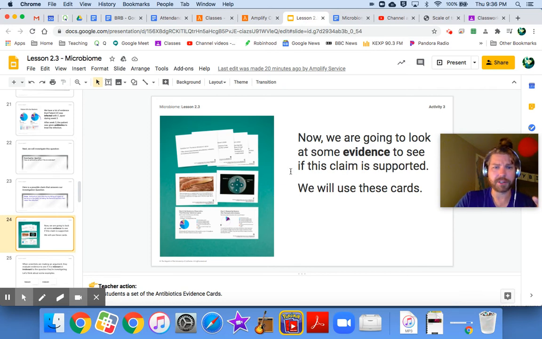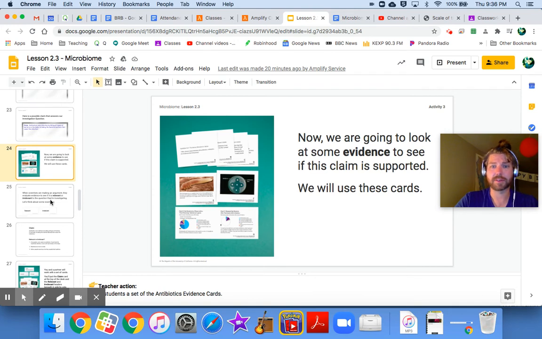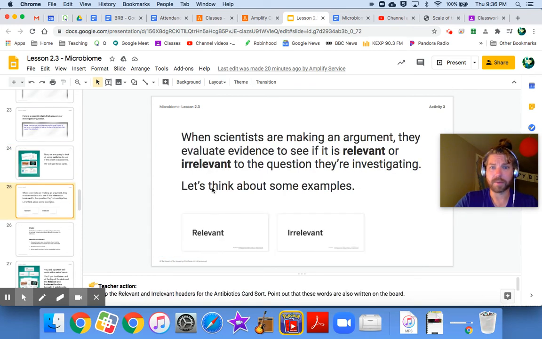So we've got a bunch of these evidence cards. I attached these in your lesson in Google Classroom. There's a PDF. There's 2 pages of evidence cards. What we're going to do with these, we're going to read through them, and we're going to decide whether they're relevant or irrelevant. Because just because something says something about microbiomes doesn't necessarily mean it's going to add anything to our argument about how antibiotics affect microorganisms. So when scientists are making an argument, they evaluate evidence to see if it is relevant or irrelevant to the question they're investigating.